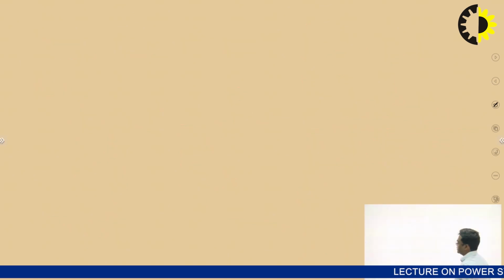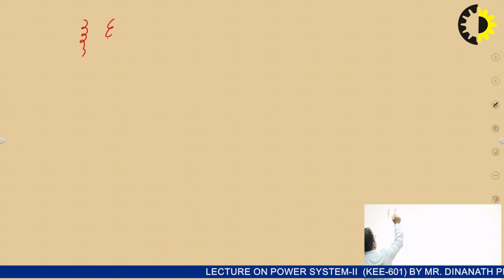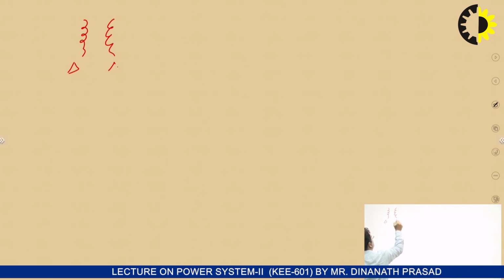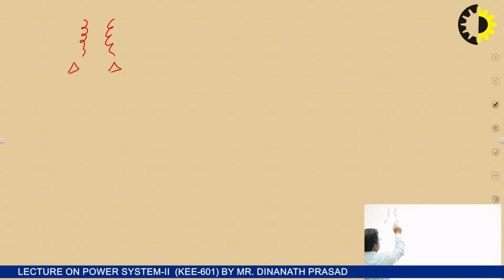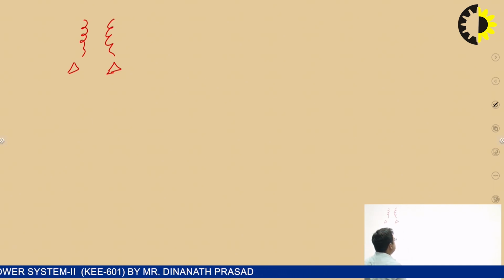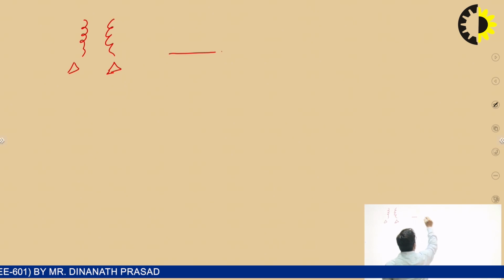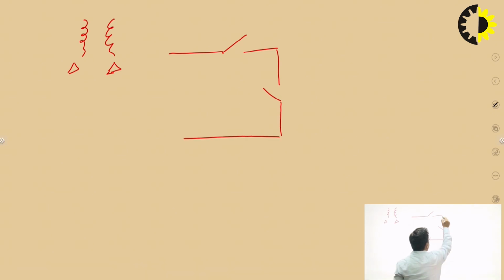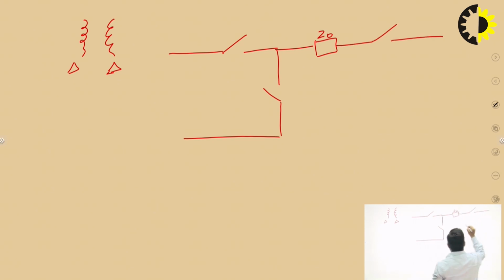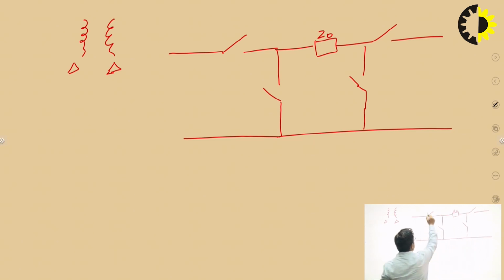First of all, I will discuss one configuration. Let's suppose this is a 2-winding transformer having delta connected primary side and delta connected secondary side. So we have this network. We have assumed this is switch number 1, this is 3, this is 2, this is 4.